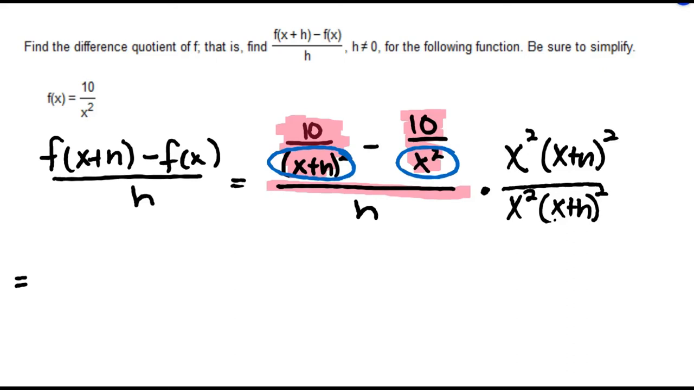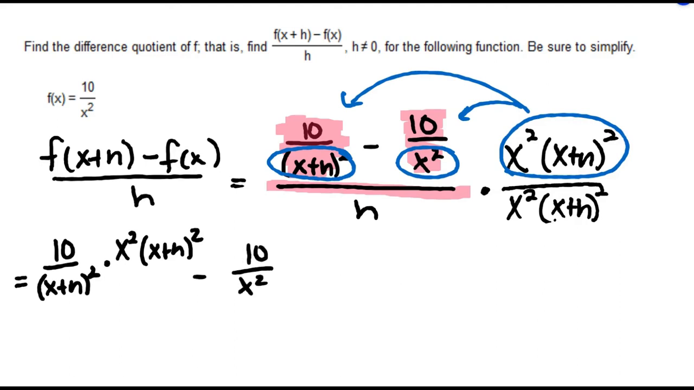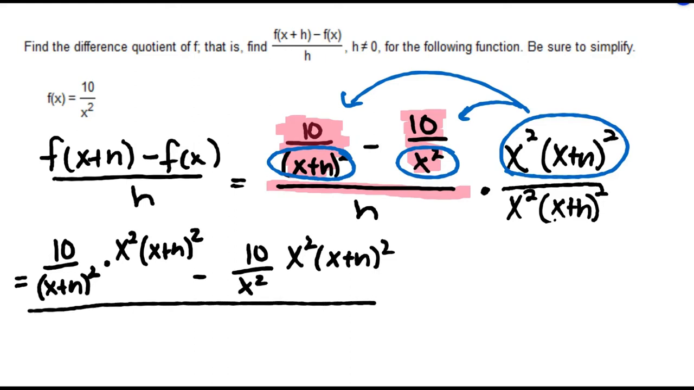Then what I'm going to do is distribute to the numerator that common denominator to each term. Let me write out what that would look like. We would have 10 over x plus h squared times x plus h squared, minus 10 over x squared times x plus h squared. There's no distributing to do in the denominator since there's only one term, h, in the denominator. So I'll just write out that multiplication in the denominator.